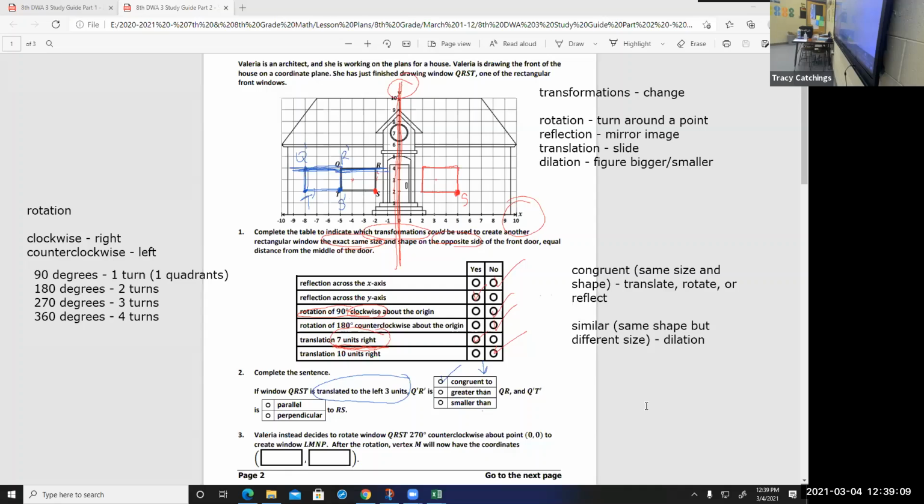We already said it'd be congruent. Then they asked us about QT and RS. QT prime, so that's this one. They ask us about that to RS. Parallel or perpendicular?